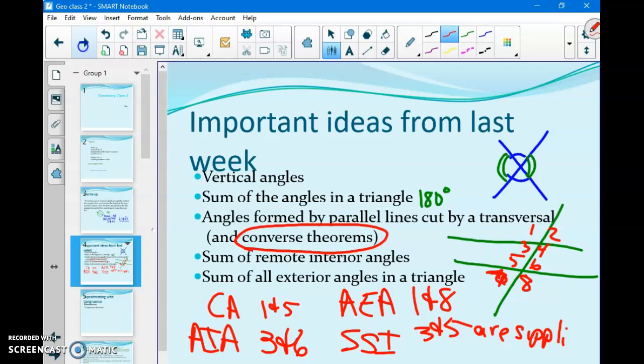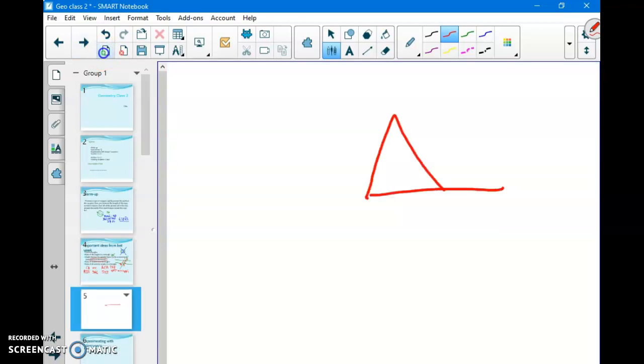The remote interior angles, the sum of the remote interior angles, and the sum of all the exterior angles of a triangle, let's see if we can. So if this angle here, we'll call it angle 3, is going to be equal to angle 1 and angle 2. Okay? So angle 1 and angle 2 add up to angle 3. So the exterior angle is equal to the sum of the two non-adjacent interior angles. Okay?